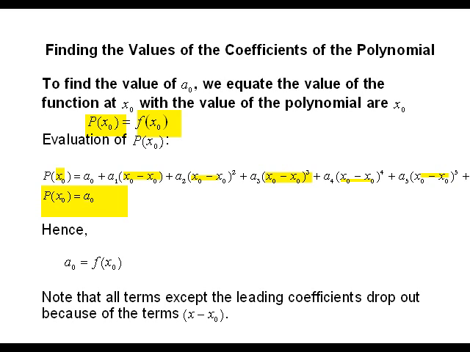So the polynomial at x naught is a0. And we want that to equal the function. So now we have a value for a0. It is the function evaluated at x0. And that is, as I showed above, because all terms except that leading coefficient dropped out when I evaluated the polynomial at x naught.